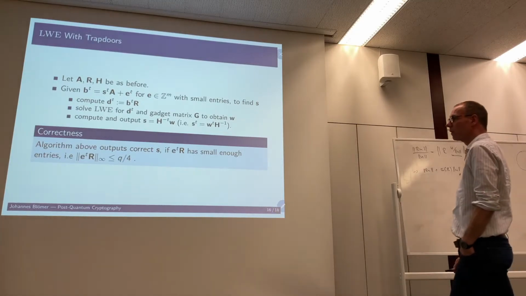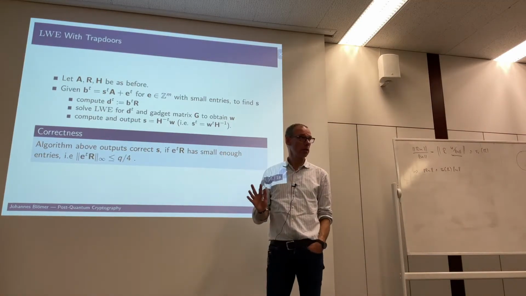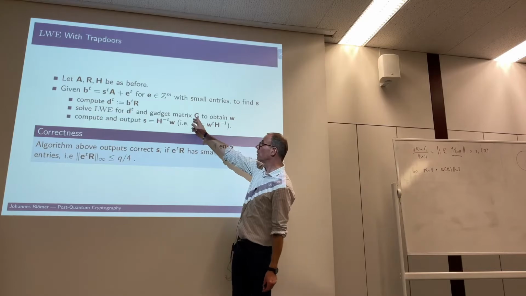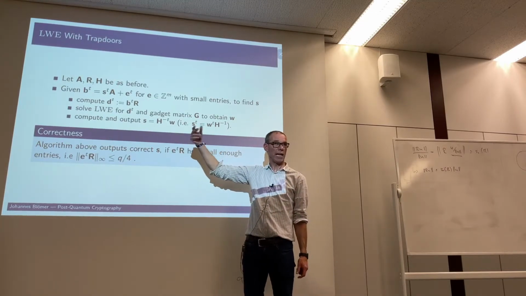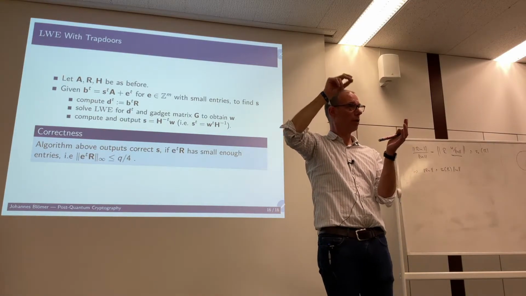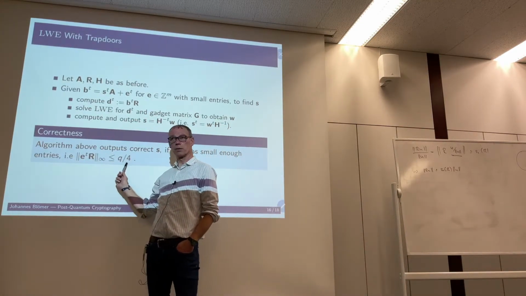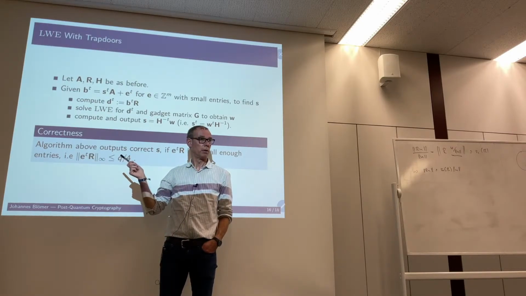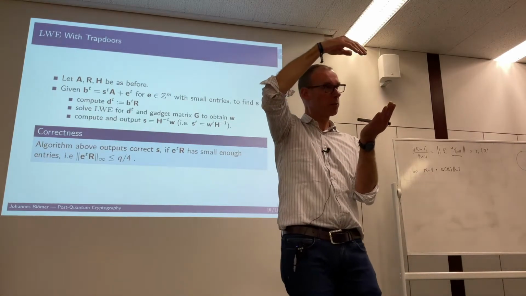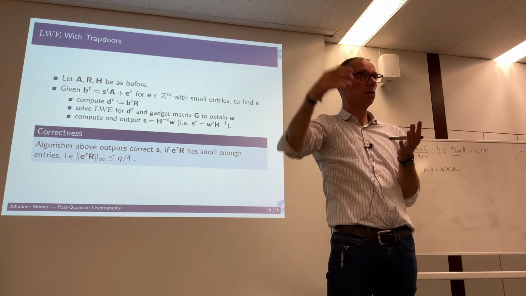What I claim is that the algorithm above outputs correct S if E transpose R has small enough entries. Okay, and remember that for LWE with the gadget matrix, we needed that the entries needed to be between minus Q fourth and plus Q fourth. So if I can guarantee that this guy here has so small entries, then this will work, I claim. Not just E, but even the entries of E must be a little bit smaller so that even if I stretch them a little bit by R, they still are short or small.